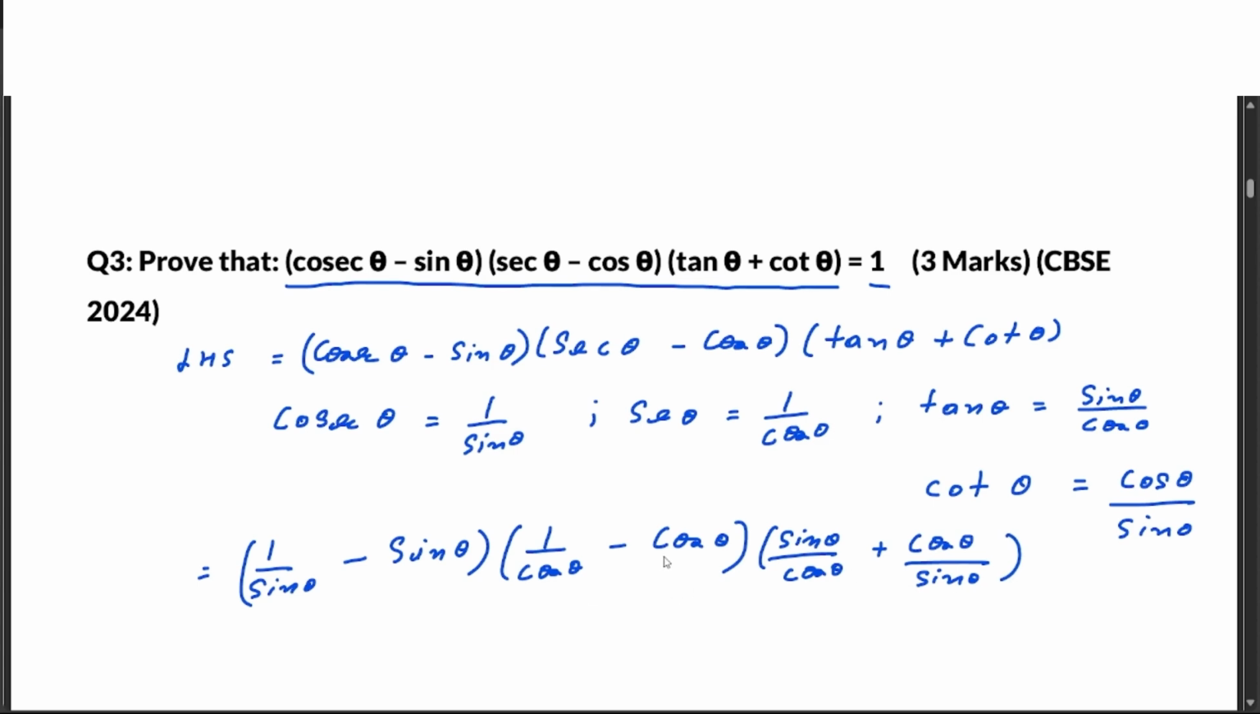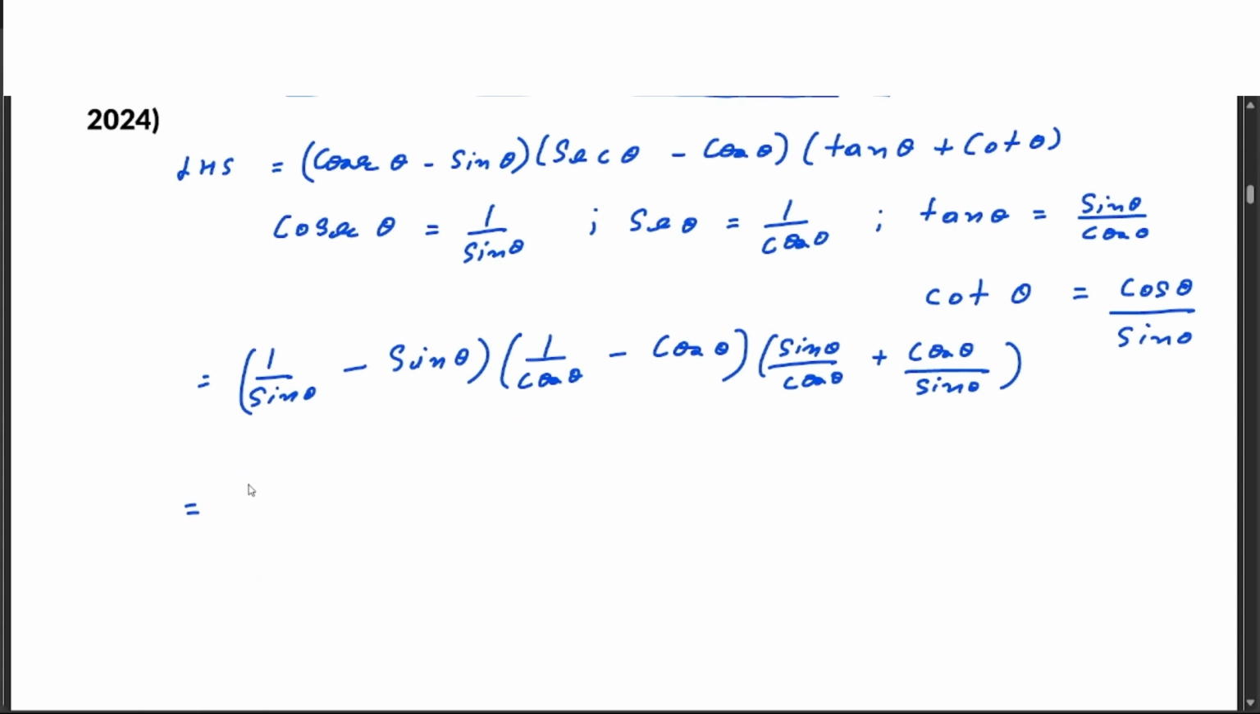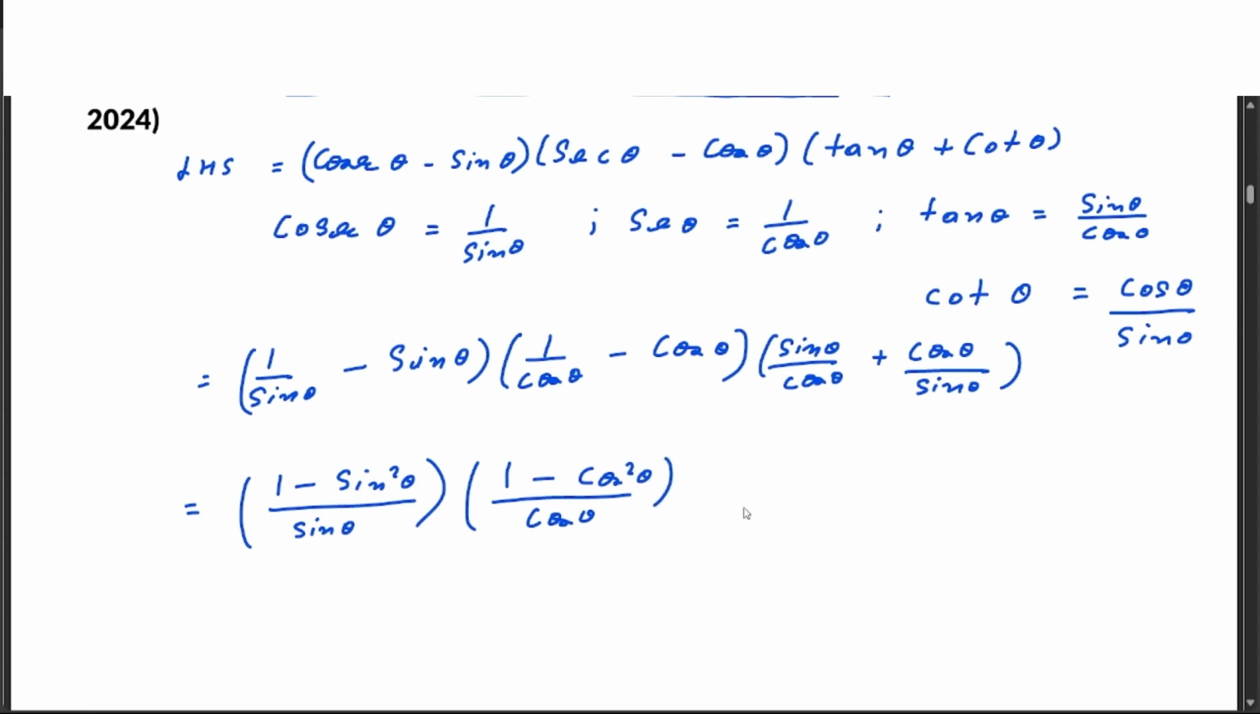So here it is getting clear. Now after that we can take the LCM. For the first term we can write 1 minus sine square theta, and same way, with LCM cos theta, 1 minus cos square theta. Now after that we can say cos theta times sine theta in the denominator, and sine square theta plus cos square theta in the numerator.